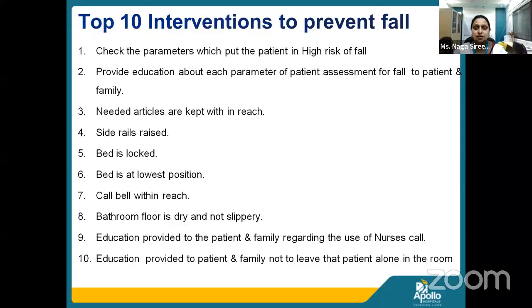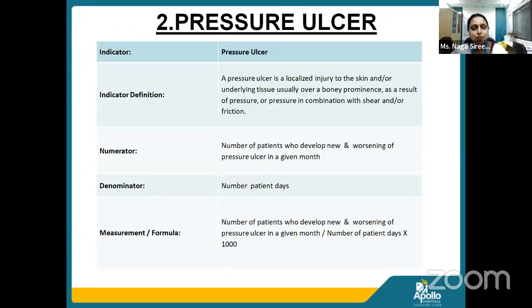Sometimes while shifting the patient from OT recovery to the bed, we should be very, very careful. Bed should be locked always. And one important thing is the bed is at the lowest position. Most beds will have electronic controls now, but still this is one of the factors. Call bell is within reach. Bathroom floor is dry and not slippery. Education is provided to the patient and family, and use the nurse call bell whenever required. That is about the fall.